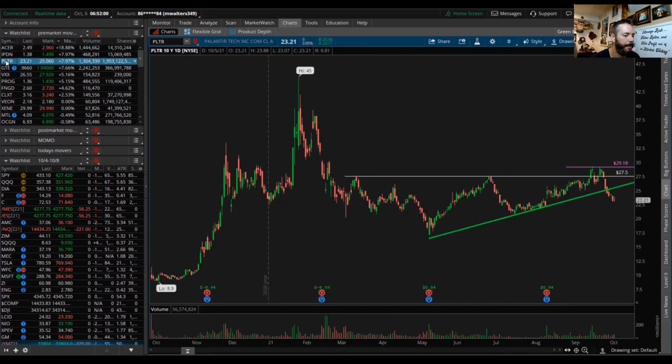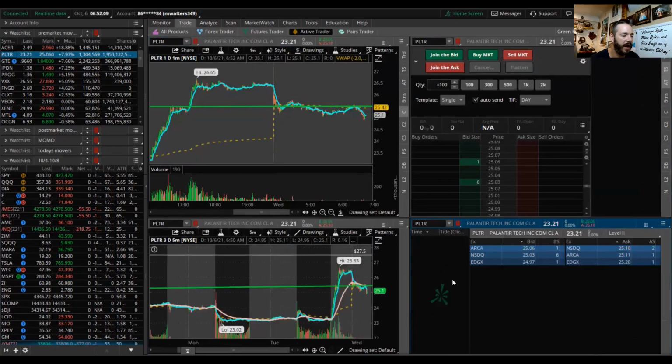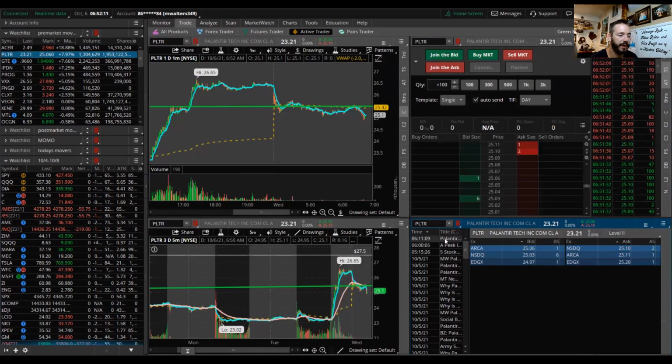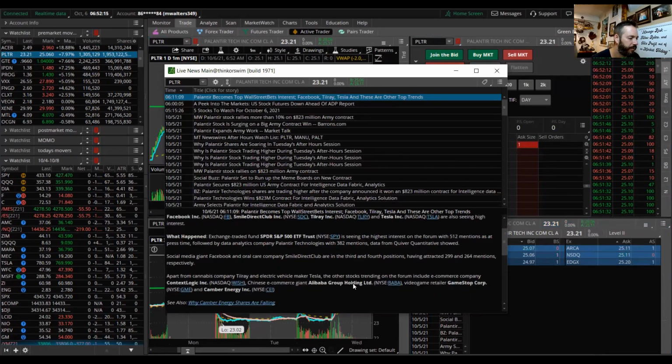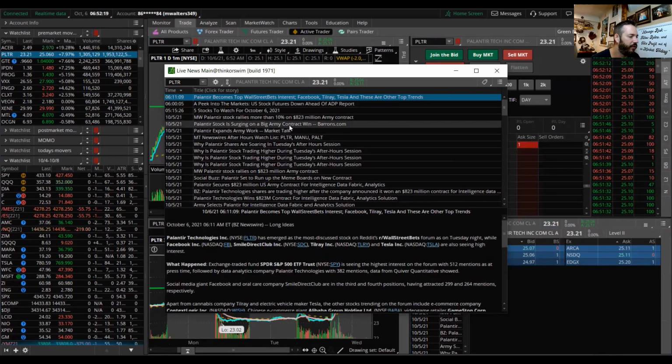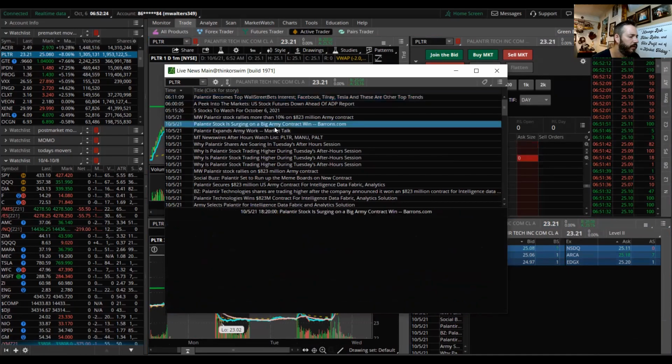Also, Palantir. This actually has an outstanding catalyst, a very, very good contract that they got. I mean, a huge contract that they got. It was almost a $1 billion contract, if I can find the contract win here. Let's see.